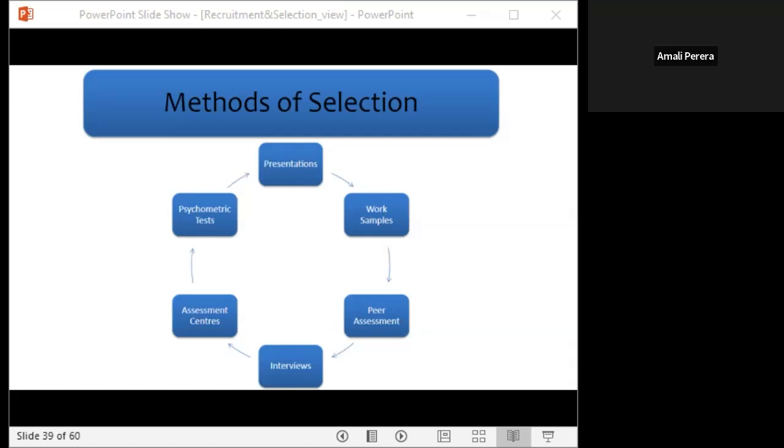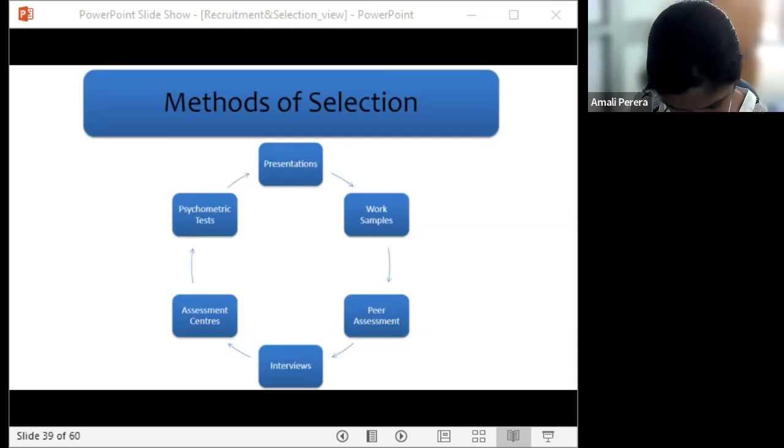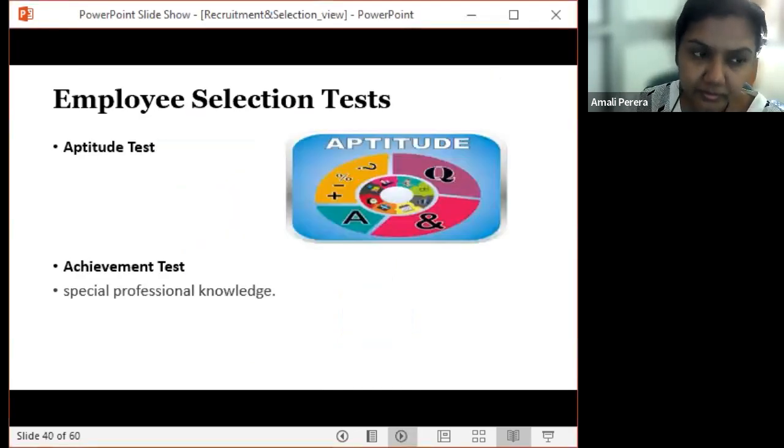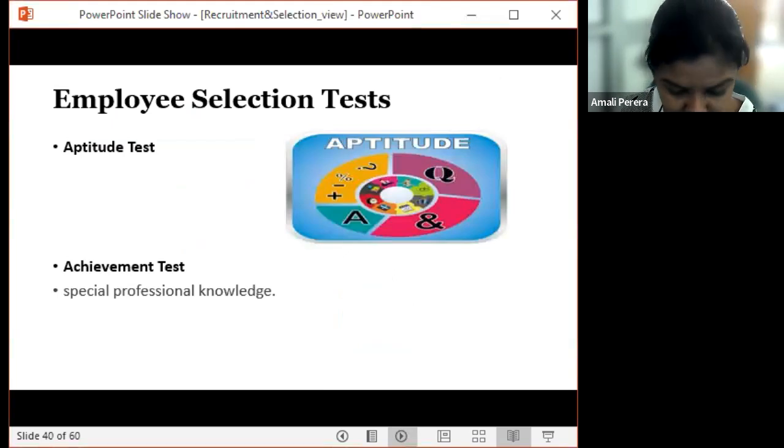Okay. Right. So now we are going to learn about the selection tests. Employee selection tests. We'll see what those are.